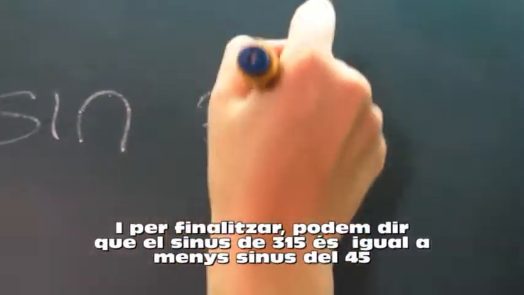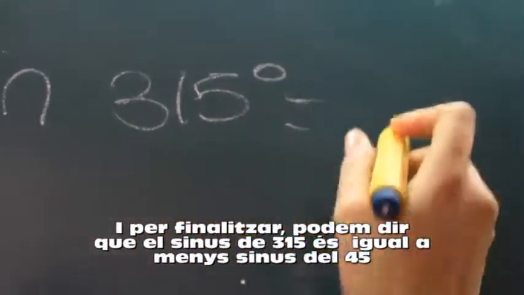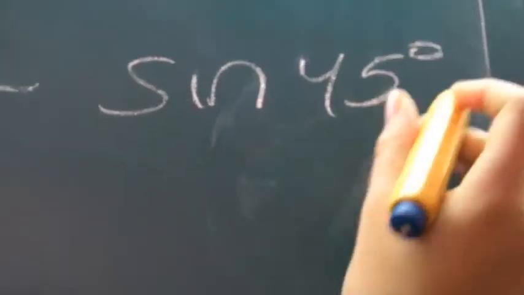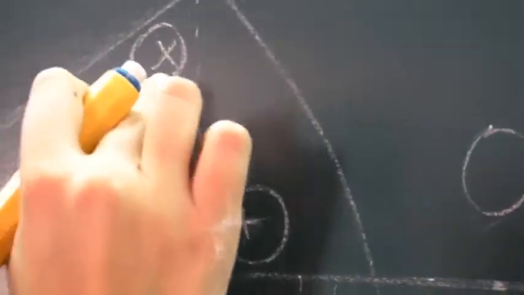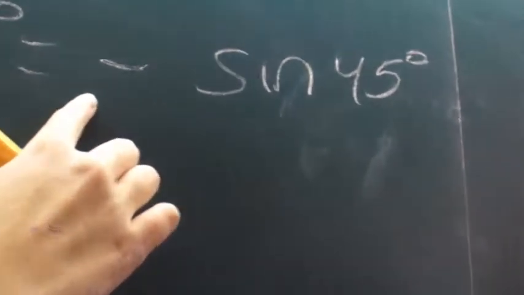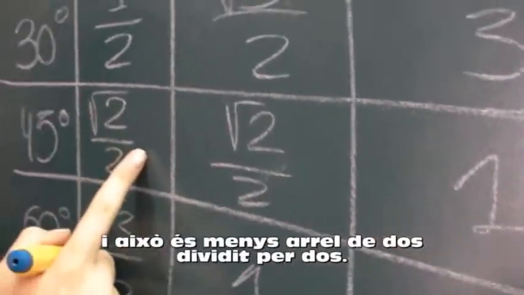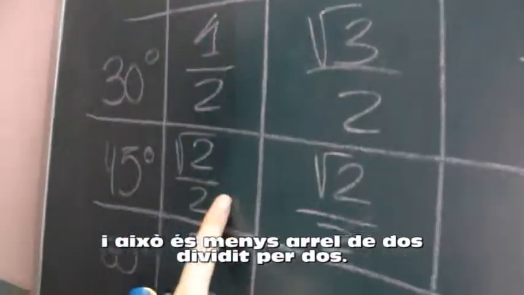And so, we can say that 315 sine is minus 45 sine, and this is minus root of 2 divided by 2.